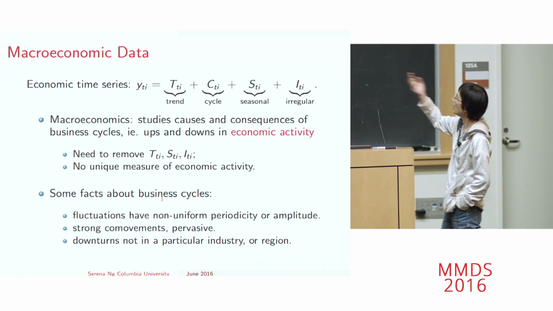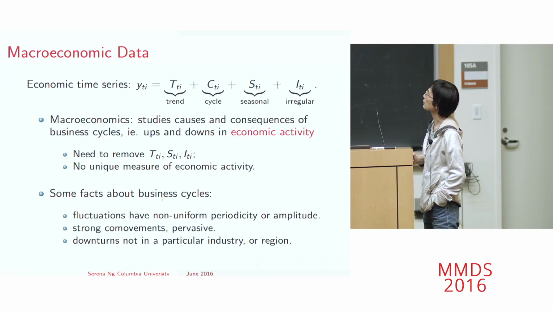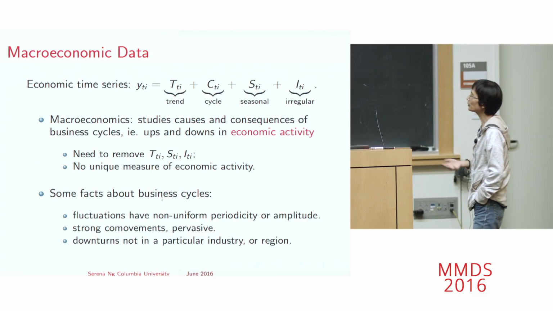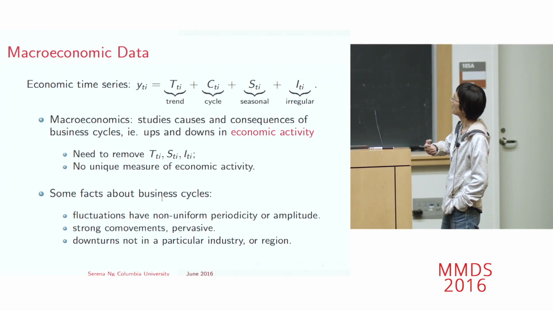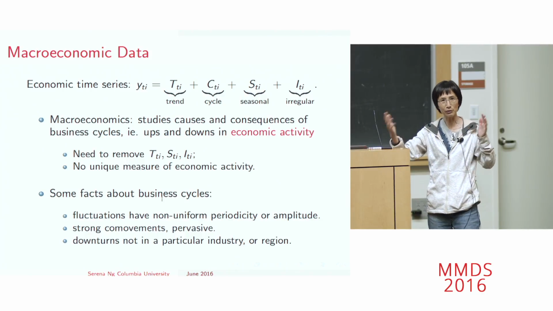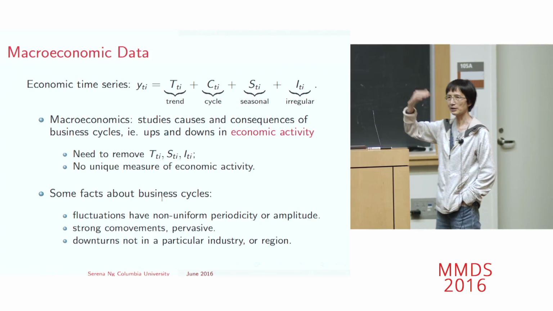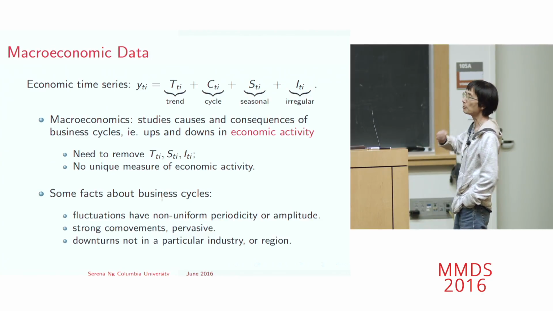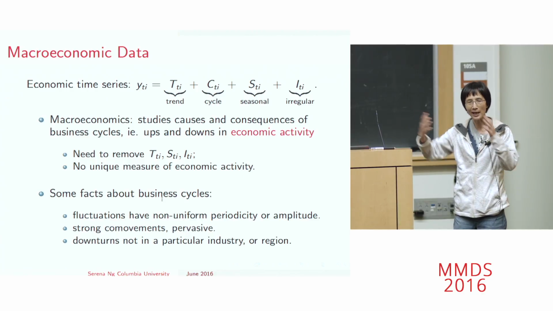So back to this business cycle component I want to extract. What are some facts we know? The definition of a business cycle is that these are fluctuations. They have non-uniform periodicity, between 8 and 32 quarters, so this is a broad spectrum. There's no fixed amplitude. But what's interesting is that it has strong co-movement, meaning that the various variables more or less move together.